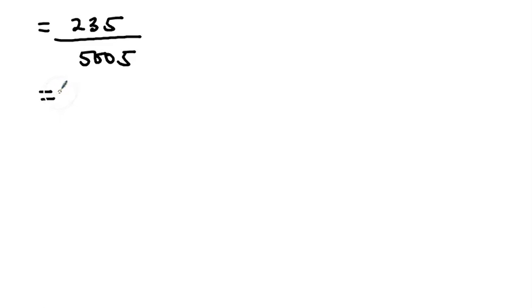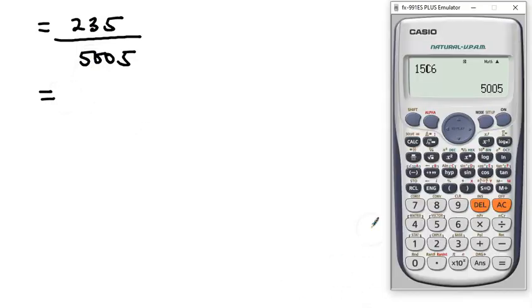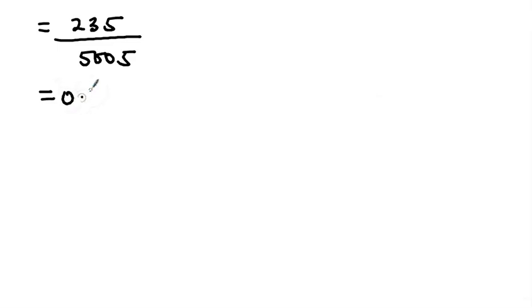Because we have been asked to correct our answer to 2 decimal places, we need to convert this to decimal. Now, how do we do that? Let me use the calculator to show you. So 235 divided by 5,005, then equals, we have a fraction. To get a decimal, you use this. So the decimal we have is 0.046953. So for 2 decimal places, 1, 2, the next one is 5, so 0.05, that is the answer. There's a 0 here.